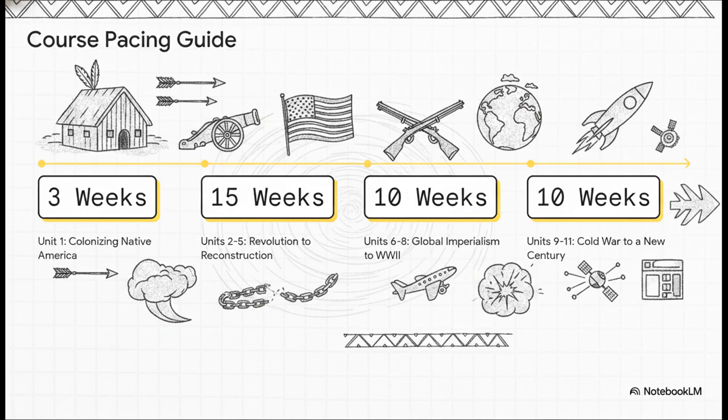Then we plunge into a huge 15-week block covering everything from the Revolution right through the chaos of civil conflict and into Reconstruction. From there, you'll spend 10 weeks watching America step onto the global stage, from global imperialism all the way through the devastation of World War II. And finally, those last 10 weeks, you'll be navigating the Cold War and the wild complexities of modern globalization. It's a carefully structured flow designed to keep us constantly moving forward through time.